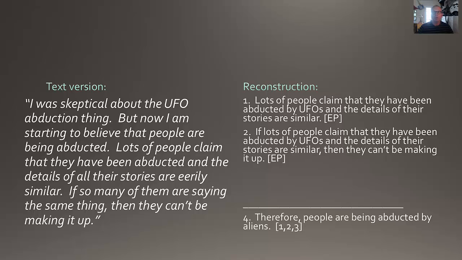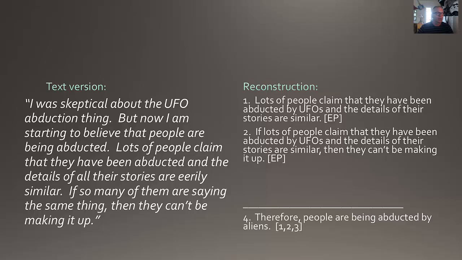Now if you were to just look at 1 and 2, what would follow from 1 and 2? Strictly speaking, if we just follow the letter of what's been said, 1 and 2 would imply that the stories about UFOs are not made up. Now, that's not quite enough. We need to bridge to get from 2 to 4. We need some kind of principle to get from the notion that they're not making it up to they are actually being abducted by aliens.